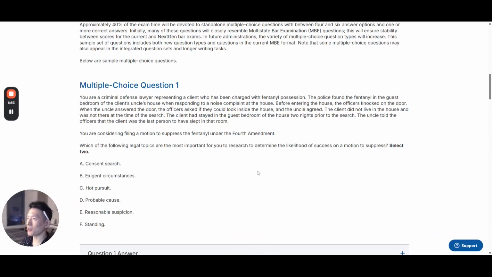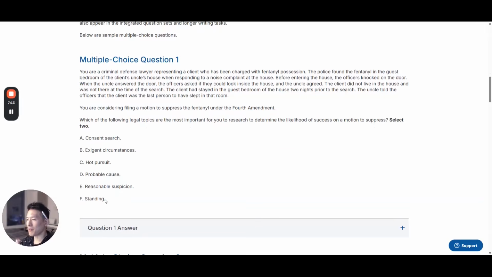The threshold issue, again, constitutional issues, you should immediately ask whether there is standing, whether the defendant even has standing in the first place. Constitutional rights are personal, so a defendant can't challenge government conduct unless their own rights were affected. And in this case, I think this is a pretty top candidate for an answer.